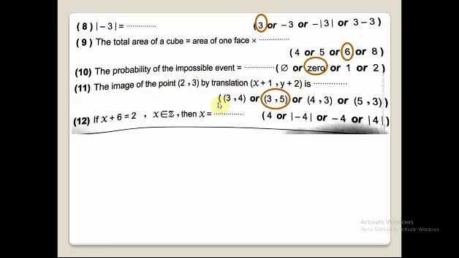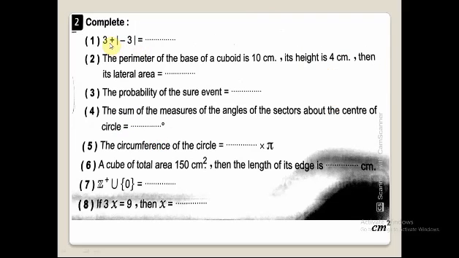So (3, 5). X plus 6 equals 2. I want to get x, so anything beside x I move to the other side with the opposite sign. So it's 2 minus 6. 2 minus 6 equals negative 4. 3 plus absolute value of negative 3. Absolute value of negative 3 equals 3. So 3 plus 3 equals 6.